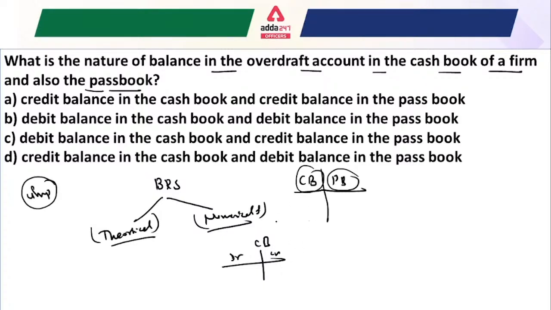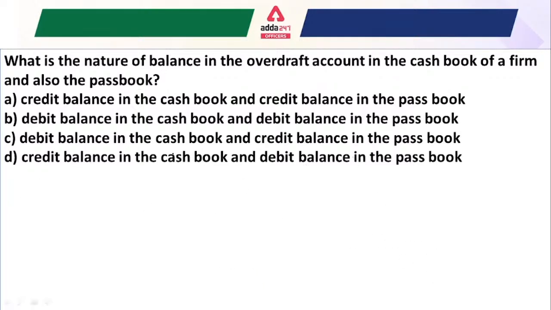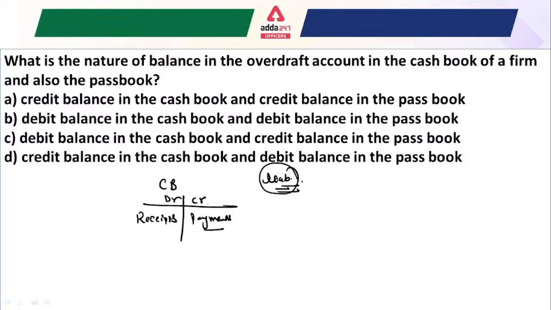So the question is: what is the nature of the balance of the overdraft in the cash book of a firm and also the passbook? What does it signify? In the cash book there is a debit side and a credit side. The debit side represents the receipts, and the credit side represents the payments. Payments can also be called the liabilities of the customer, and this represents the deposit of the customer, or the bank holding of the customer.